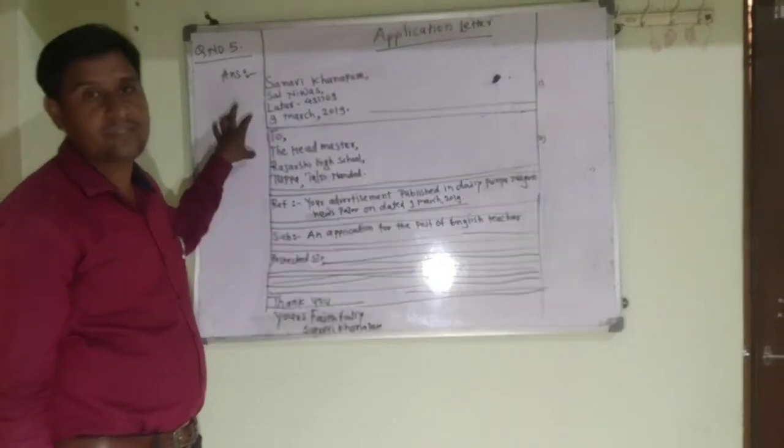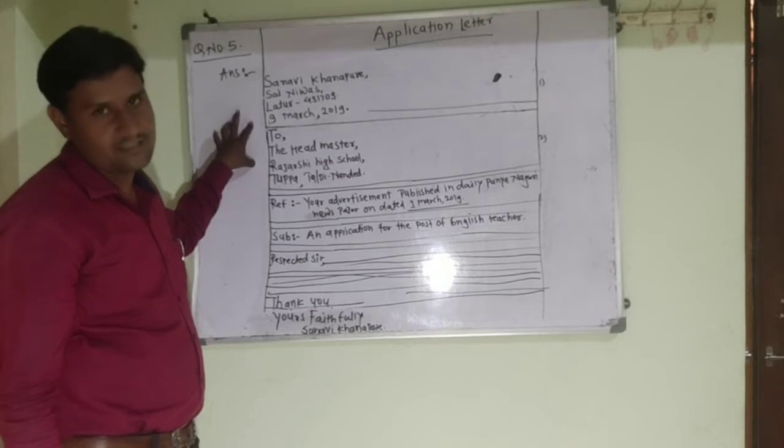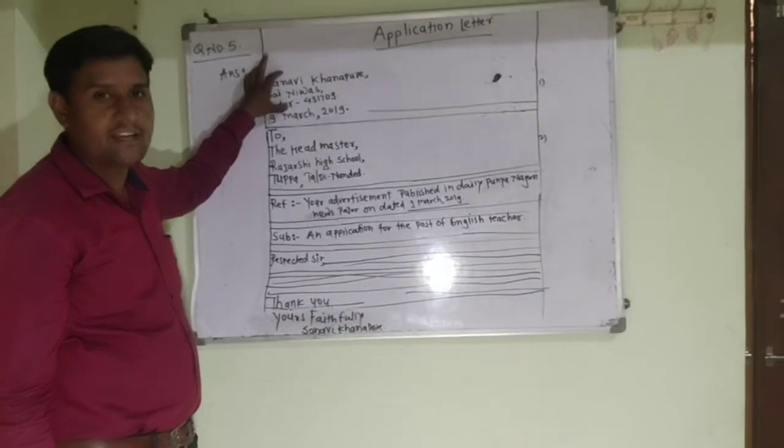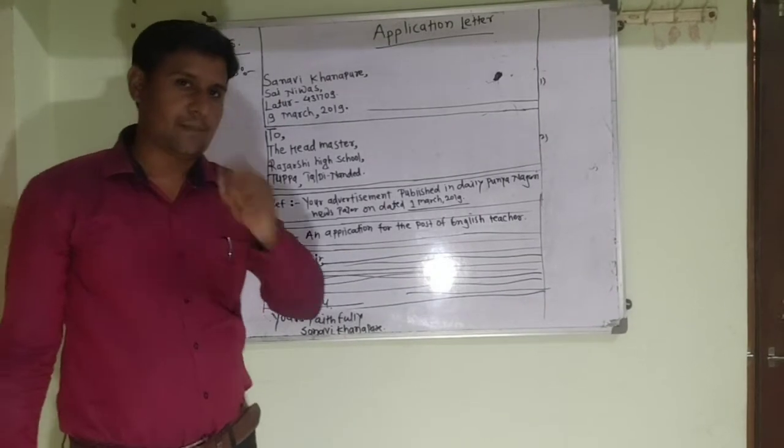It is the address of the addressee, or receiver's address. It should be right below the writer's address, leaving one line. It is the second rule of the application letter.